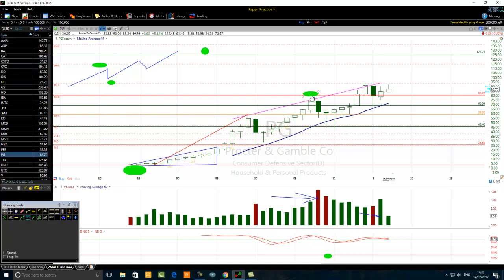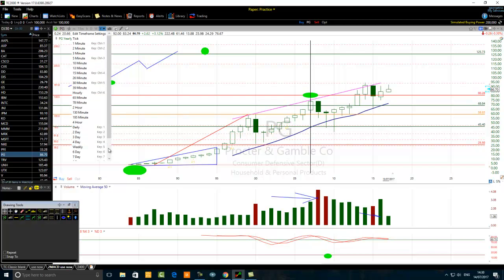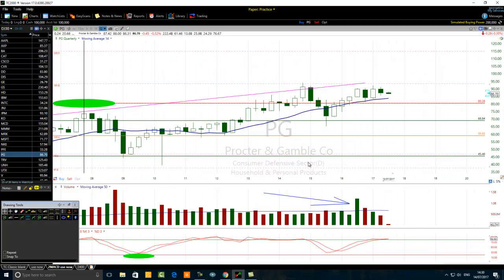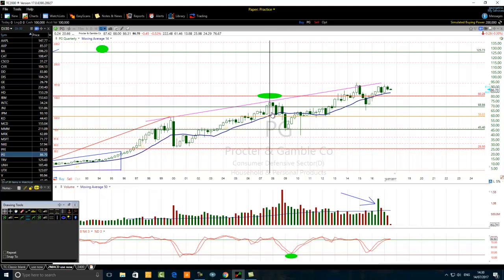I want to put a spot there so we don't miss that area, and also place a vertical line there. And then we're going to switch quickly to the quarterly chart. Here we are. So the quarterly chart is here.